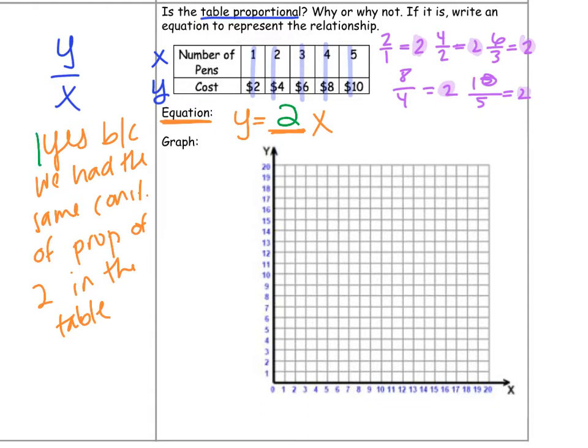So we know this is a proportional relationship, so we are going to graph it to see what that would look like. Remember, x goes across the bottom, so it's the number of pens. Remember, graphs have to have labels. And then up the side is cost. Notice this one's already numbered for you to make it a little easier, so all we have to do is plot these different points. If I get 1 pen, it is $2. 2 pens is $4. 3 pens is $6. 4 pens is $8. And 5 pens is $10.